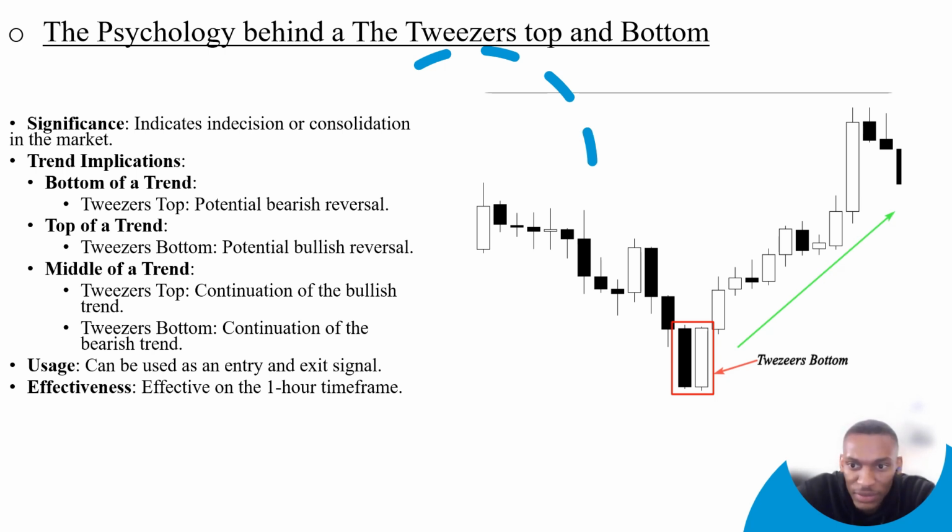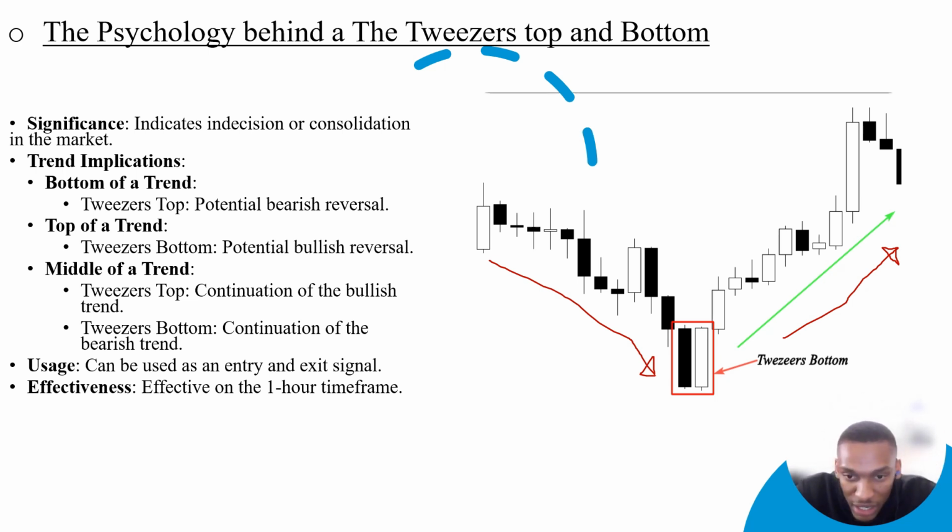So the first one, let's say it forms at the bottom of a trend, just like in this example. When it forms at the bottom of a downtrend, it suggests a bullish reversal or a bullish momentum, meaning buyers are about to come in and reverse the market upward. In contrast, when it forms at the top of a trend, it suggests a bearish reversal or a bearish momentum, meaning sellers are about to come in and take control. I'll explain this in more detail.